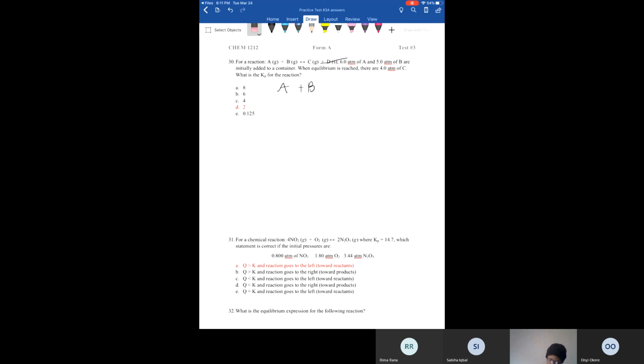Sorry, I mean, you can. I usually put it there so somebody's not like, oh, where did that go? Specify D as a solid. ICE: so you have 6 atm, 5 atm. So it's going to be minus x, 6 minus x, 5 minus x. And this is 0 plus x and 4. So you know x must equal 4.